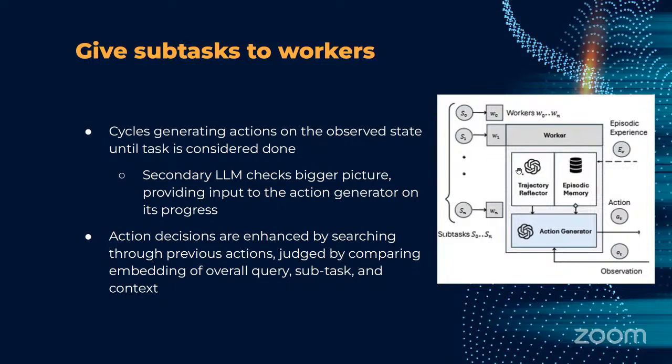There's also a secondary LLM that they include in the worker to keep track of the slightly bigger picture. Since the action generator is just focused on the current exact action that we need to do, the trajectory reflector takes a look at the current observations and asks the question, did that action actually get us closer to the goal? And is there anything I can tell the action generator to help assist it in coming up with the next action in a way that will bring us more efficiently closer to achieving this subtask?